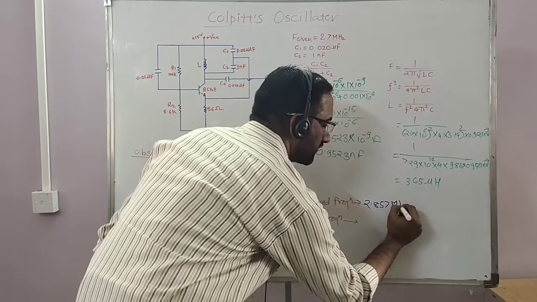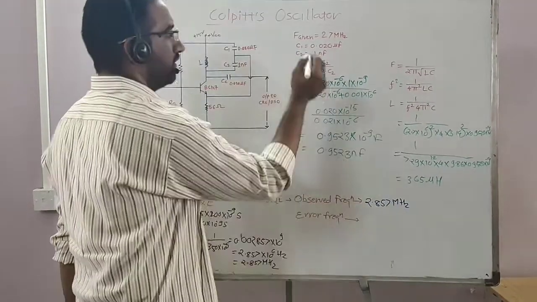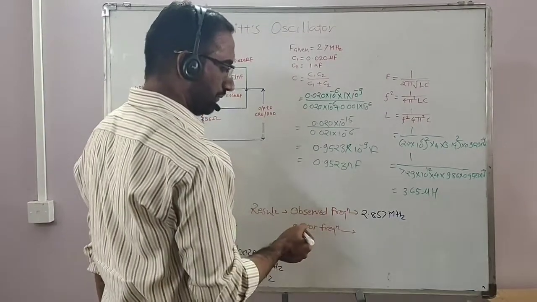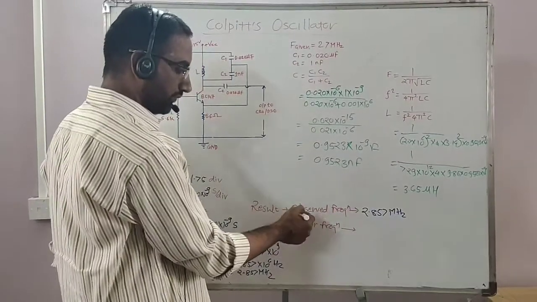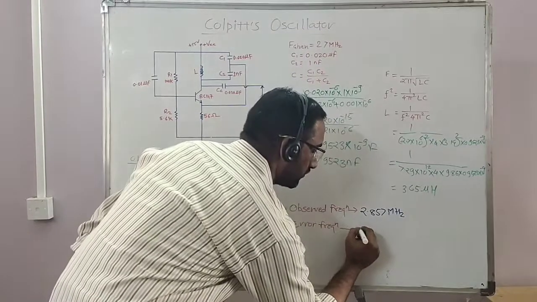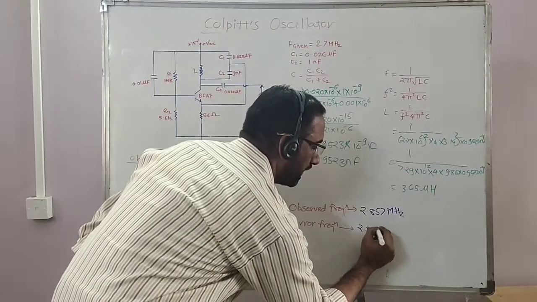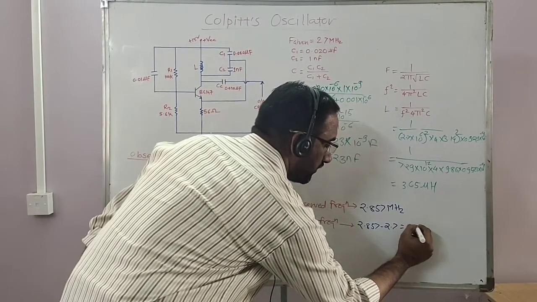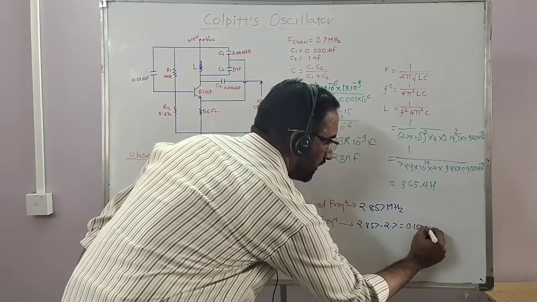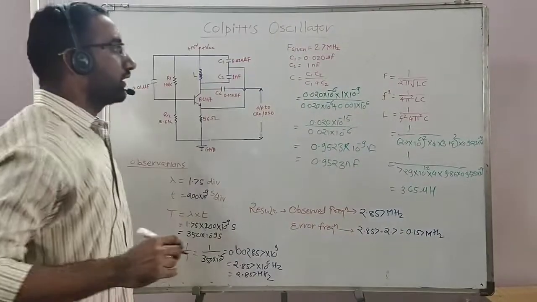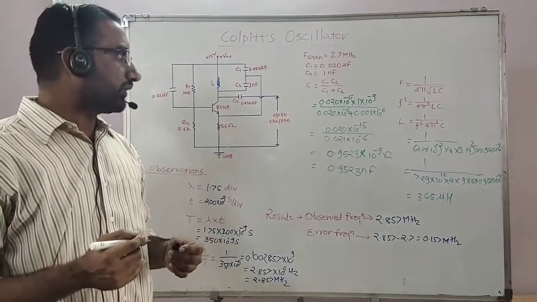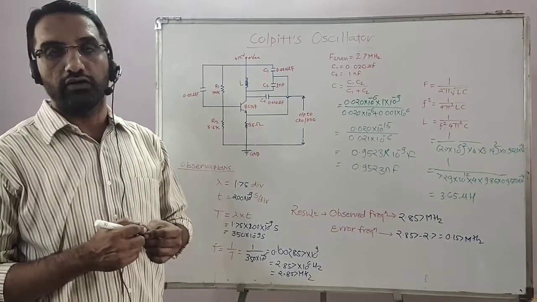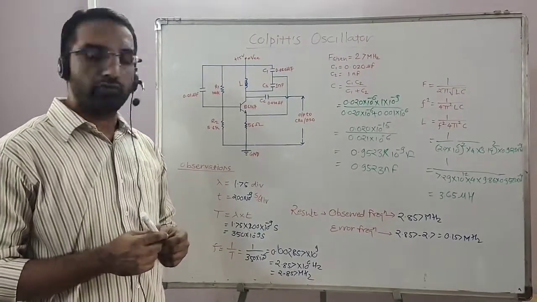But the given frequency is 2.7. So we have to take the difference between them, which will give the information about the error frequency. So that error frequency is 2.857 minus 2.7, that is equal to 0.157 megahertz. So in this way we can compare the actual frequency observed from this signal with the frequency for which the circuit is designed, particularly 2.7 megahertz.